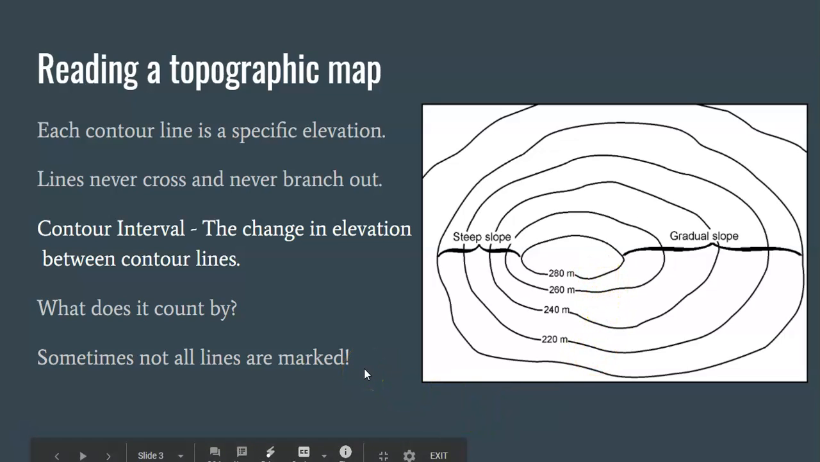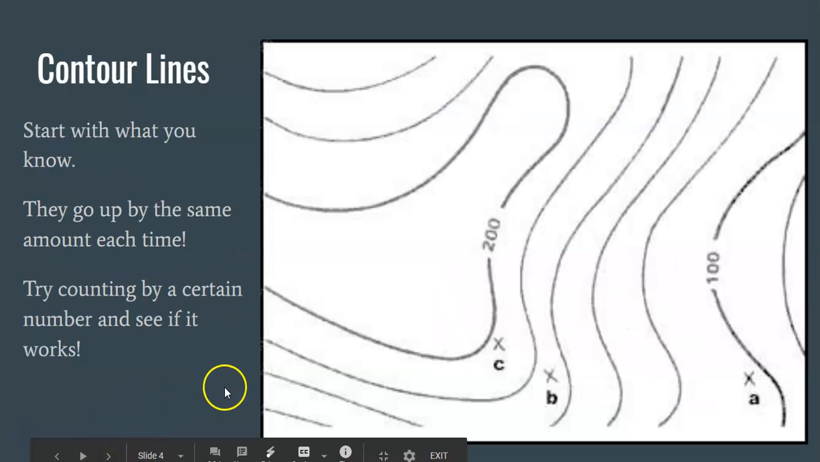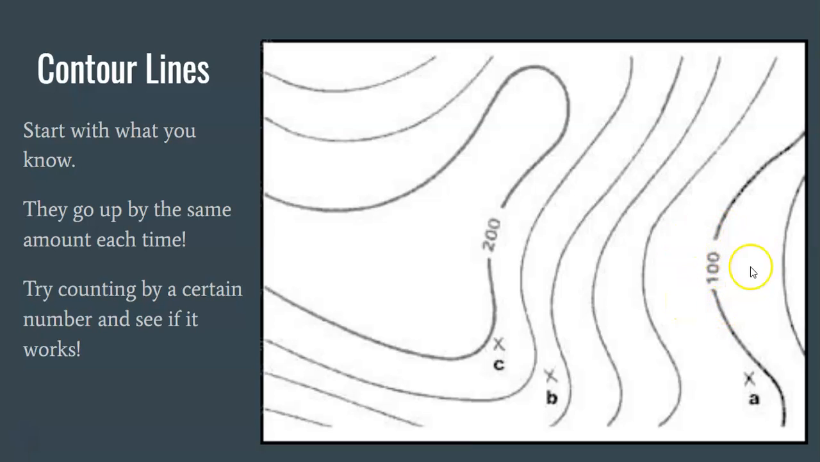Now, sometimes though it gets tricky and not every line is marked. So here is a map that tells us that it's 100 here and up here is 200, but it doesn't tell us where all these lines are in between. So you kind of have to do a little bit of figuring out. I always say start with what you know. All right, we know that this is 100 and we know that this is 200. And we know that they go up by the same amount each time. So I'm just going to try and pick a number and I'm going to see if it counts up by that amount.